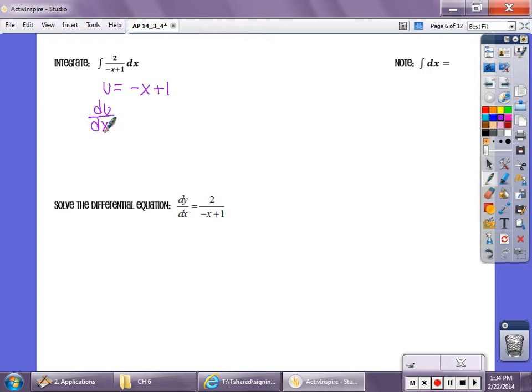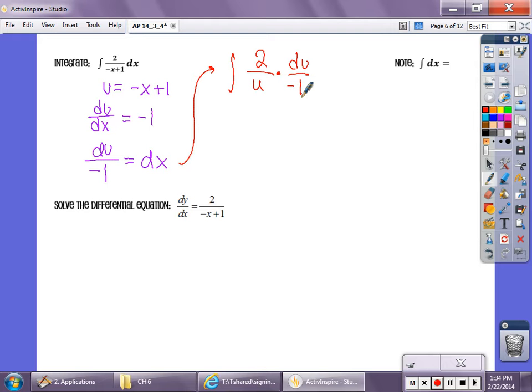And let's take a look. The derivative of that would be -1. Solve for dx. And I'm going straight through so that you can see why it works. Right now you might still be confused as to why this is a substitution problem. So coming up here, I have the integral of 2 over u times dx, which is du divided by -1. There's just a lot of things in the way that are constant. So I'm going to take the 2 and the divided by -1 in front of the integral to get it out of my way. And then you're left with this guy.